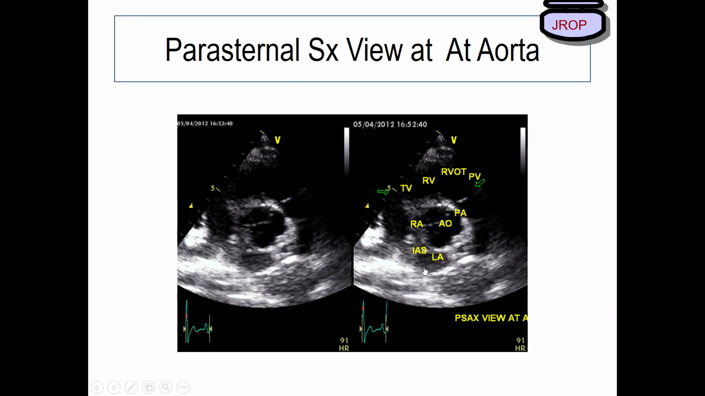Here is left atrium, here is right atrium, here is the interatrial septum. This is the aorta in the center. Left coronary artery from here, right coronary artery from here, no coronary artery from here. So this becomes right coronary cusp, this becomes left coronary cusp, and this becomes non-coronary cusp.